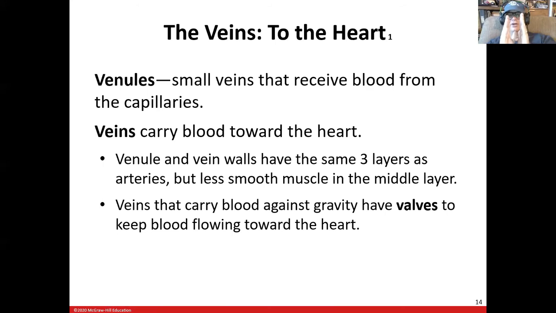So here's the deal. Say you have a vein, and it's a vein like the saphenous vein in the leg. It's carrying blood up. It's carrying blood against gravity. So every time the heart beats and there's pressure, it goes up. When the heart relaxes, there's no pressure and it wants to come back down. Gravity wants to pull that blood down. Well, we don't want to do that. We want to keep sending blood around through the body. How do you make sure blood can go up but not down?